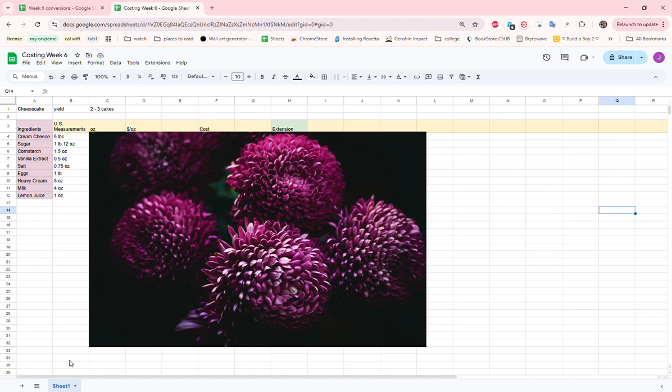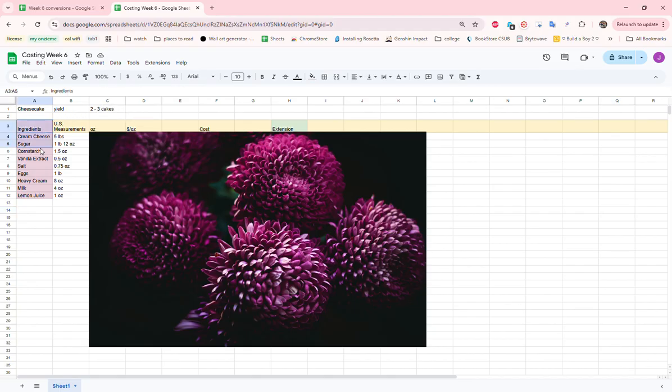This is costing for week 6, Chef Mara's class, B55F. This week we are doing the costing for cheesecake. We have a yield of 2 to 3 cakes.